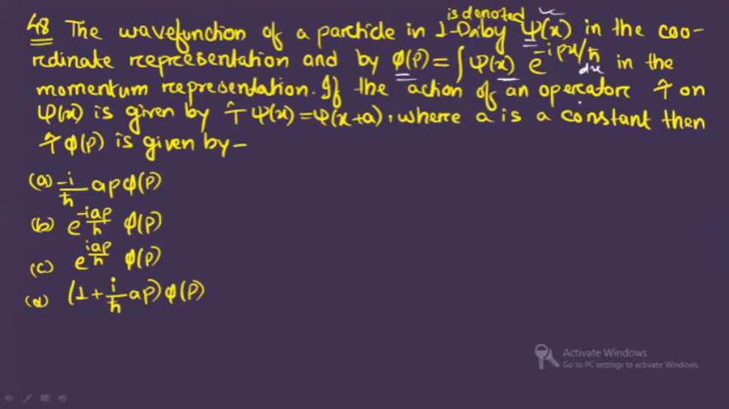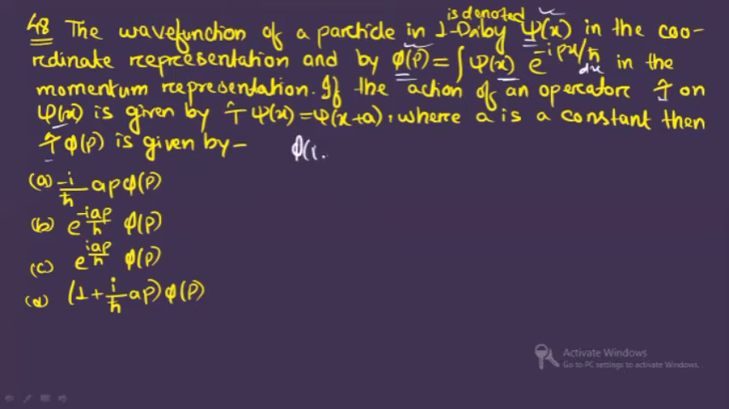Now here it is said, if the action of an operator T on psi(x), when T is operated on the state psi, then T psi(x) is equal to psi(x + a). Here a is a constant, and we have to find what is the result of the action of the operator T on the state phi(p), for this momentum representation. That is what we have to find. Clear?